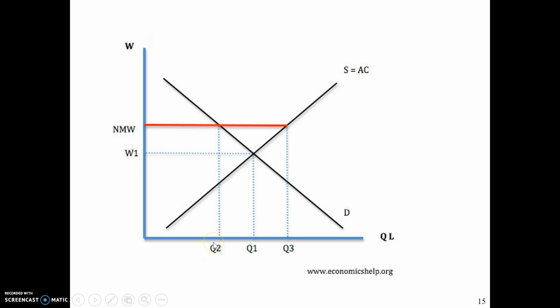What we could describe as workers who are ultimately going to be unemployed would be the difference between Q3 and Q2. So, minimum wage has some benefits. All of the people who are hired up until Q2 are going to be making a higher wage. So for some individuals, there is definitely an increase in the wage, and that can be very useful.